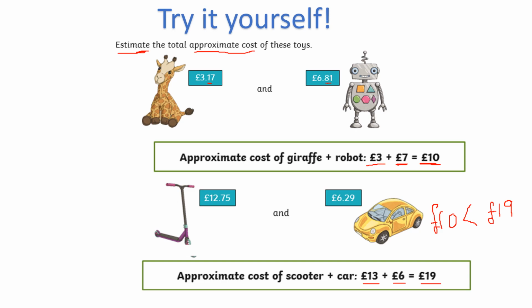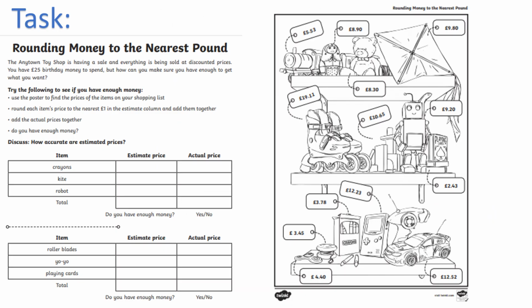Well done, everyone. Great. Now we've got some tasks to do. The first task is to round money to the nearest pound. I'll read this out to you, and this will also be on our school website, on our online learning platform. So you either print it out or you can write it out in your books.